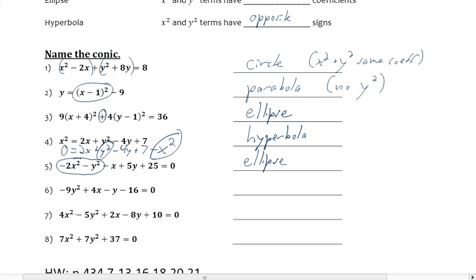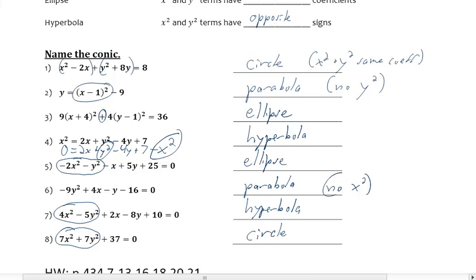For number 6, there is no x squared, which makes this one a parabola. For number 7, look at our squared terms again, opposite signs. So that's hyperbola. And for number 8, they're being added and they have the same coefficient, so that's a circle, because you could divide everything through by a 7 and make that look very much like a circle.